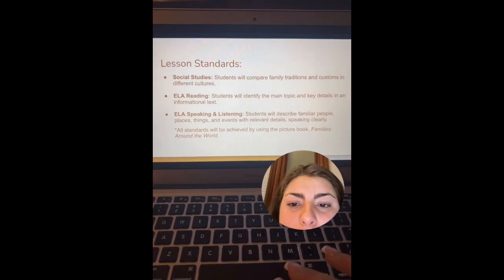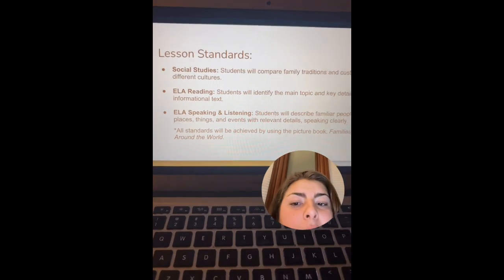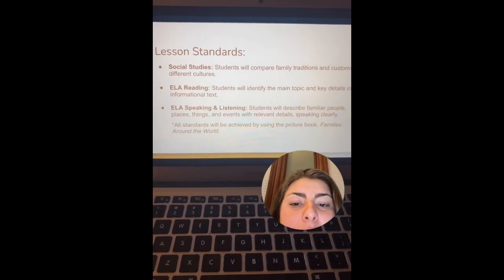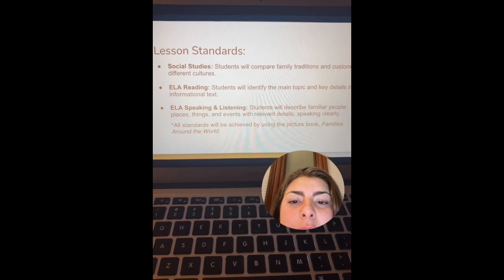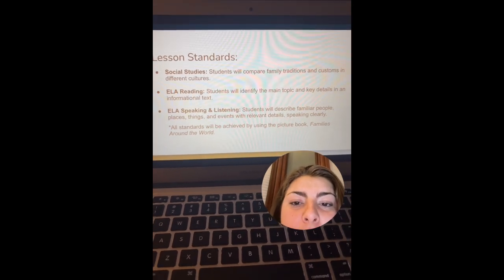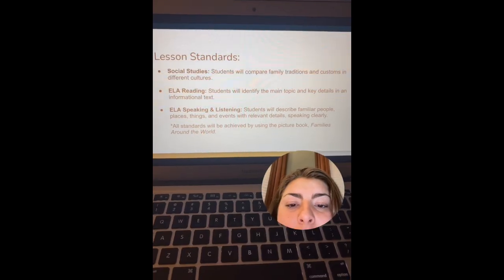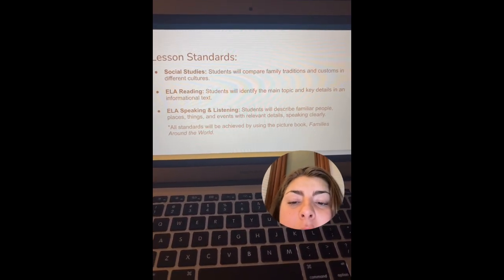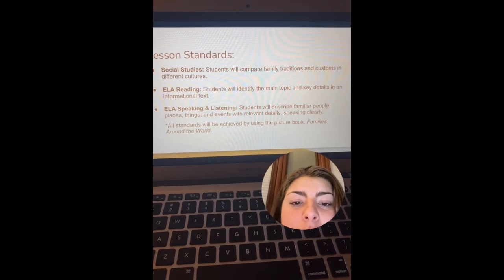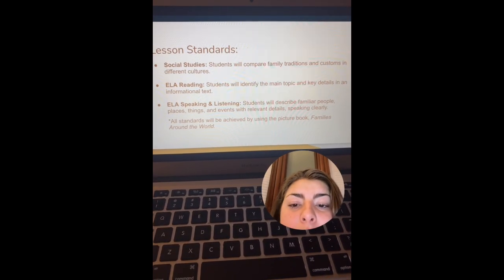So the lesson standards, I did 3 different ones. One social studies, one ELA, and then one ELA speaking and listening, but they can all go hand in hand with each other. Social studies is students will compare family traditions and customs in different cultures. ELA is students will identify the main topic and key details in the informational text. Speaking and listening is students will describe familiar people, places, things, and events with relevant details, speaking clearly.